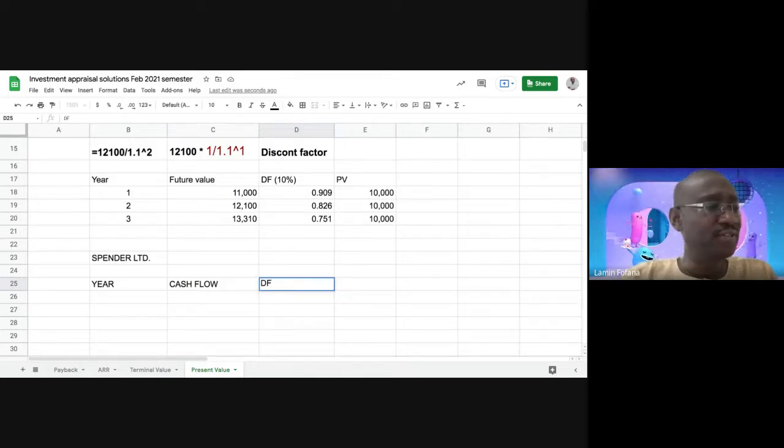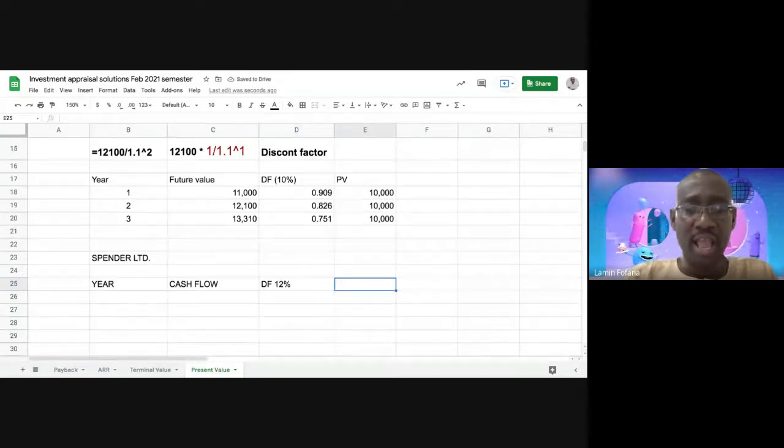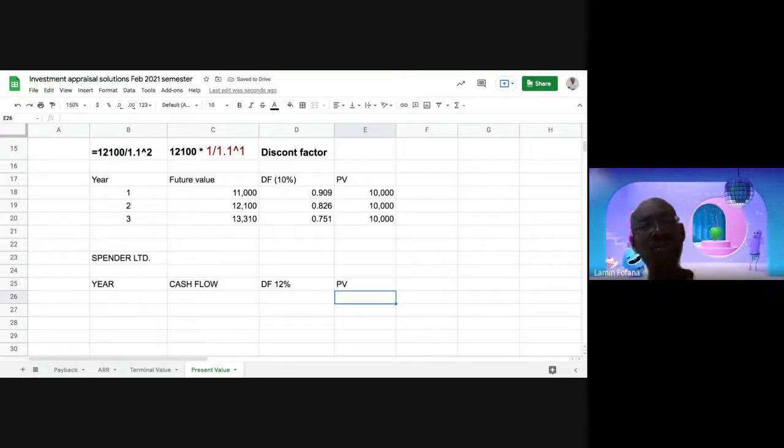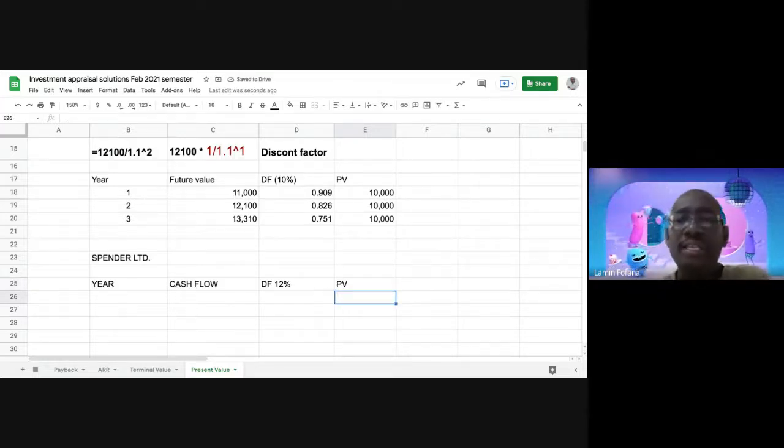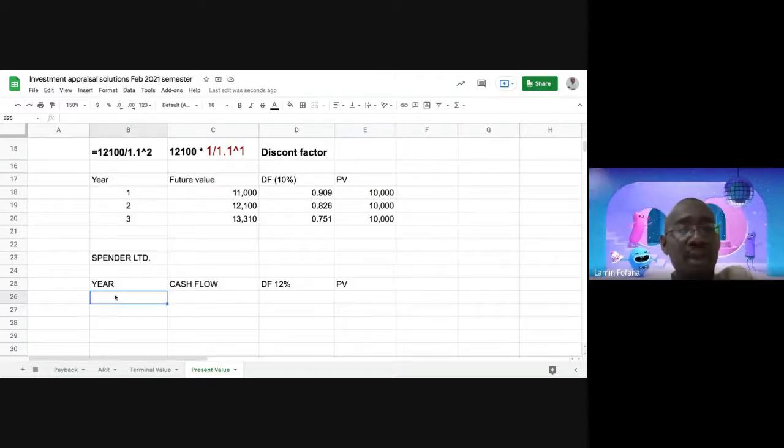Let's say DF for discount factor at 12%, to make it short. And we have our PV, for present value. In exams, you can use this kind of abbreviation, no problem: DF for discount factor and PV for present value. So we have here years 2 and 3, isn't it?